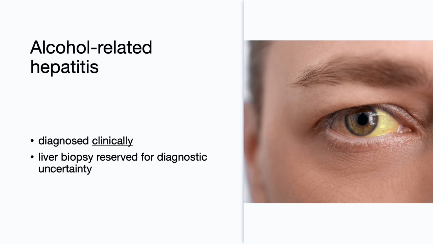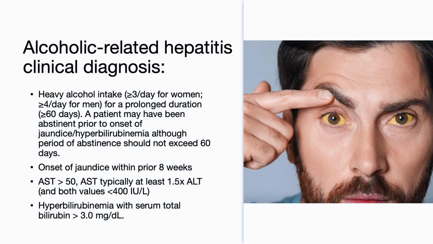So what is alcohol-related hepatitis? Alcohol-related hepatitis is most often diagnosed clinically, with liver biopsy reserved for diagnostic uncertainty. The clinical diagnosis includes a patient who has a heavy alcohol intake, at least 3 drinks per day in women and 4 per day in men, for a prolonged duration, at least 60 days. A patient may have been abstinent prior to onset of jaundice or hyperbilirubinemia, although the period of abstinence should not exceed 60 days.